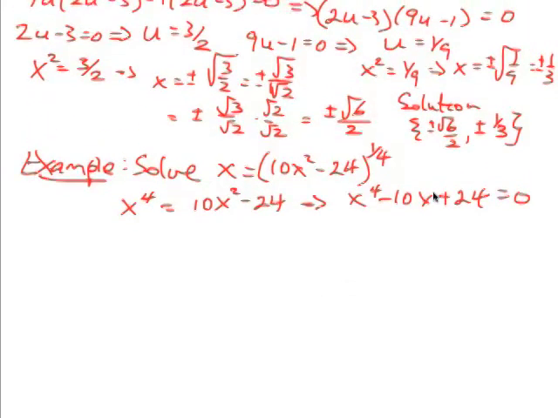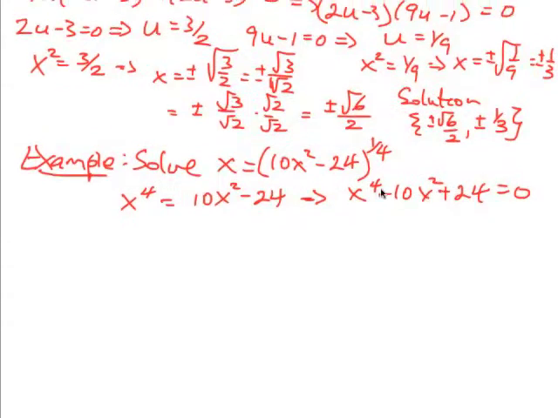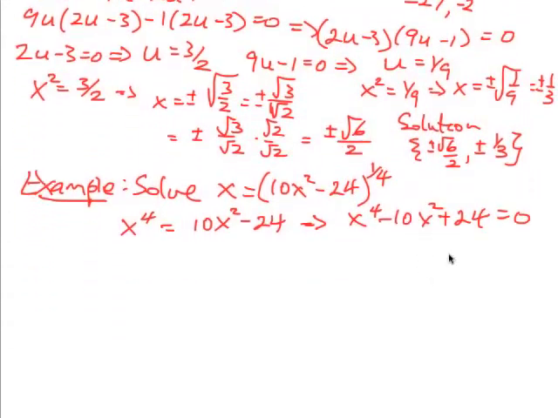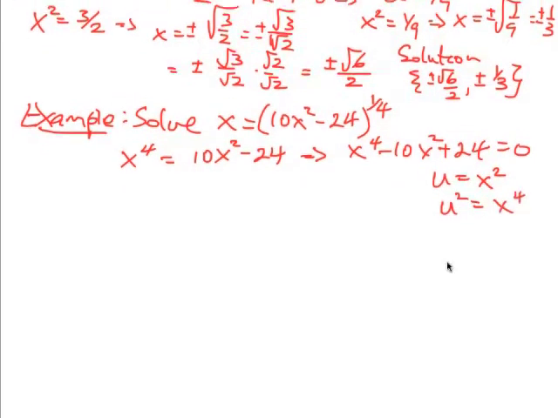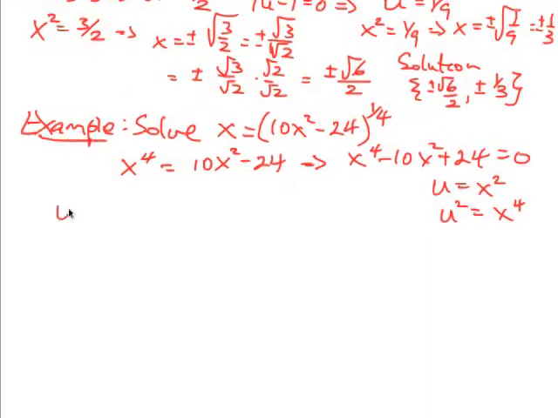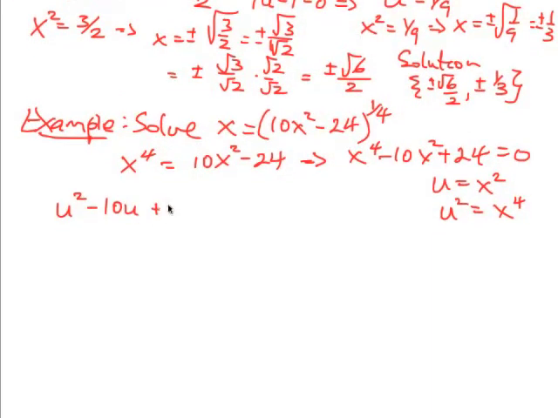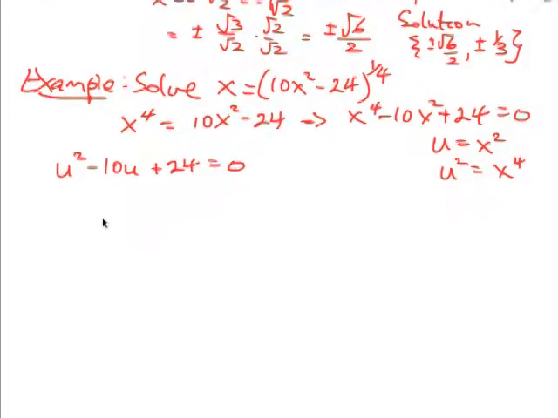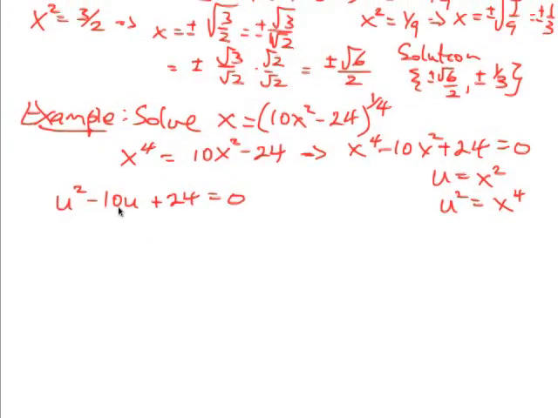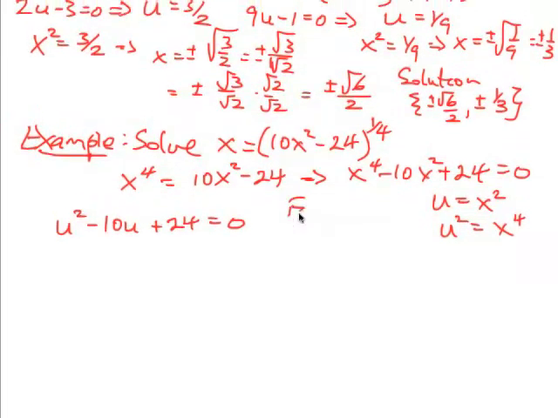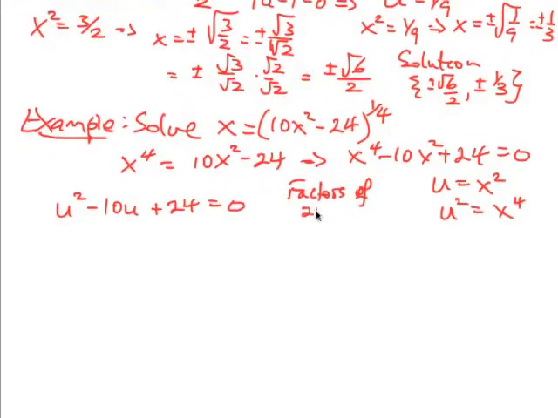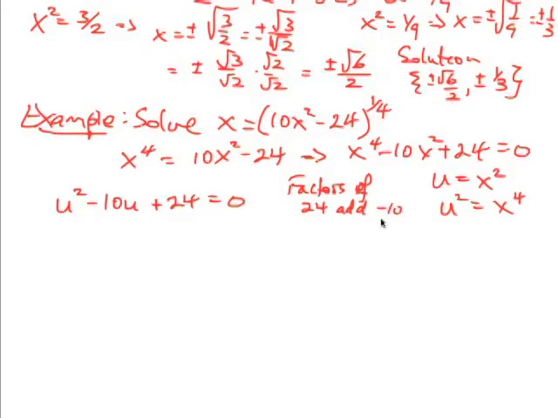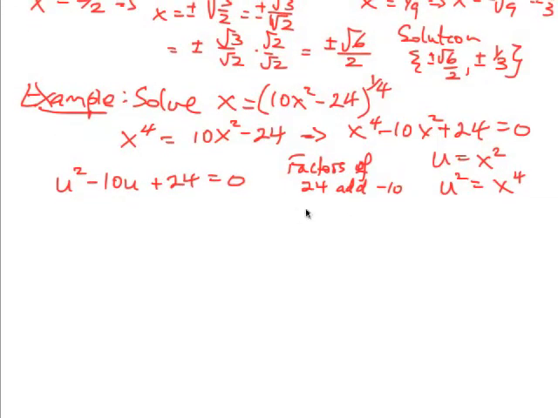So notice, that's a squared there. Notice that we have a similar type to what we had up here. So if I use u equal to x squared, u squared would be x to the 4, just like we had up there. So what we'd have here, of course, is u squared minus 10u plus 24 equals 0. So here we'd be looking for factors of 24 that add up to negative 10. It looks to me like negative 4 and negative 6 would work.